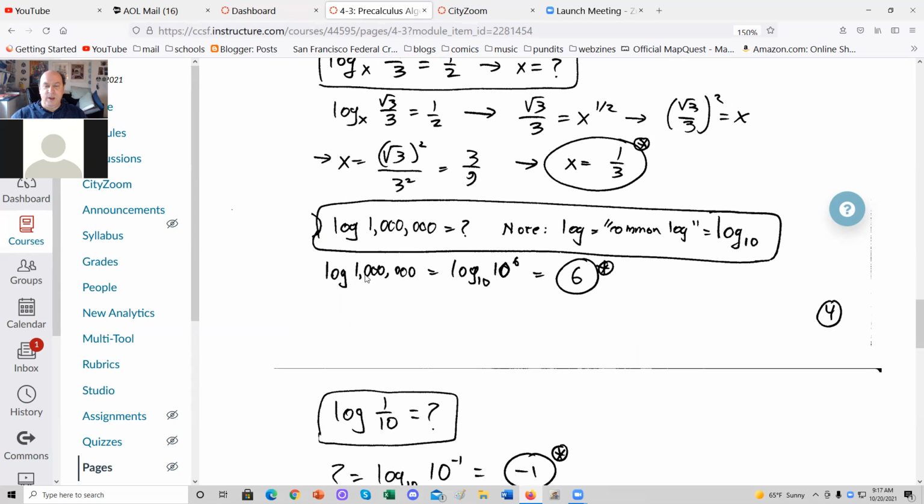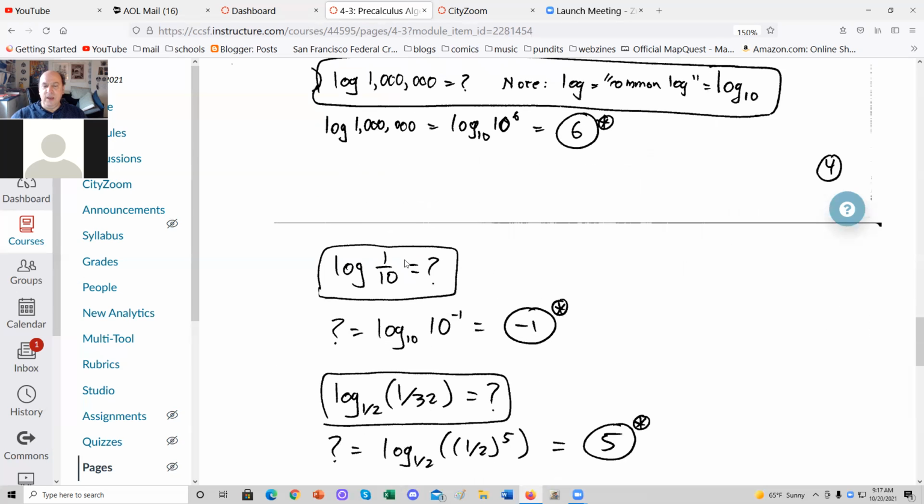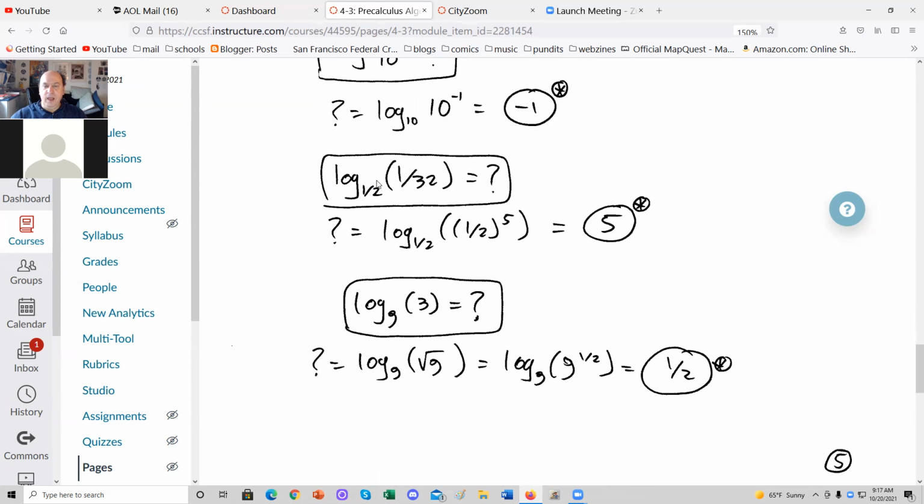Anyhow, common log of a million is what? Well, it's log base 10 of 10 to the 6th. Logarithm and exponential cancel, and you get 6. What is common log of 1/10? Well, log base 10 of 1/10 is log base 10 of 10 to the negative 1. After cancellation, you get negative 1. Log base a half of 1/32 is what? Well, 1/32 is the 5th power of a half, because 32 is the 5th power of 2. And again, after cancellation, you get 5.